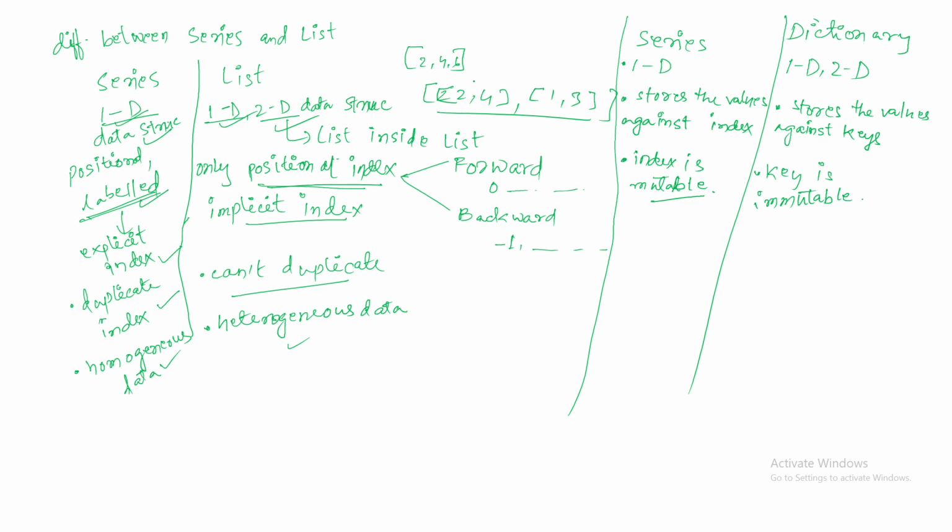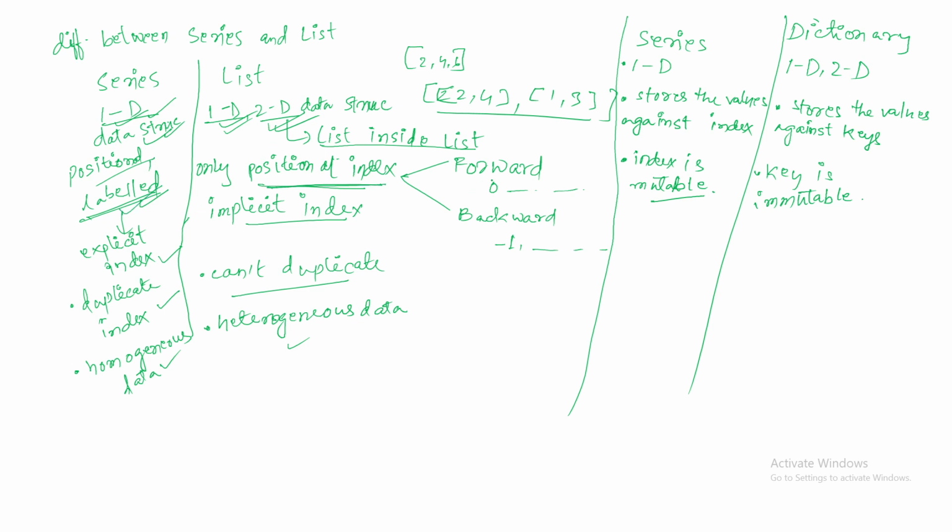So what is the difference between series and list? Series is a single dimensional data structure. List is a single as well as double dimensional data structure. So a list inside a list is called double dimensional, that means a nested list.